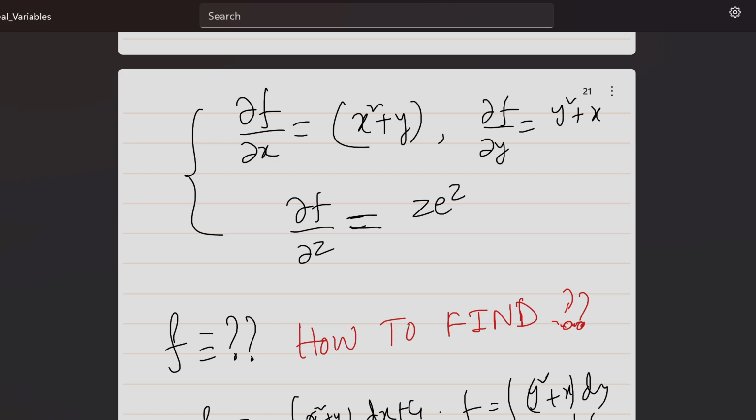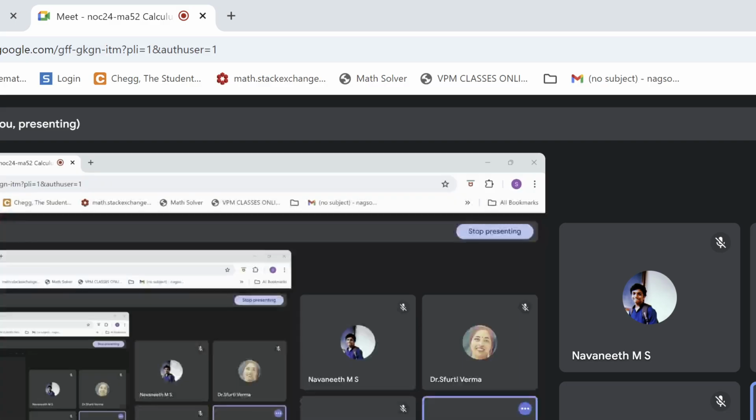Any idea, any chain rule you are able to find? Integration will come into the picture, ma'am, you are correct, but somehow I have to use some chain rule thing. Okay, that I will tell. Any idea, anyone? Any other idea? Mr. Roy or Navneet? Or I will tell. Just 1 minute I will wait, if any idea.